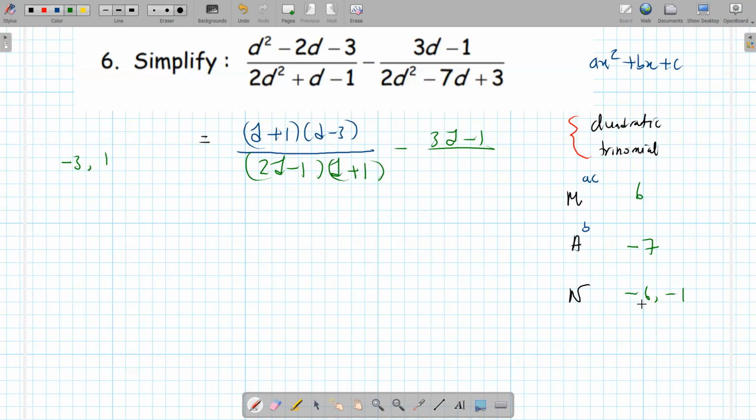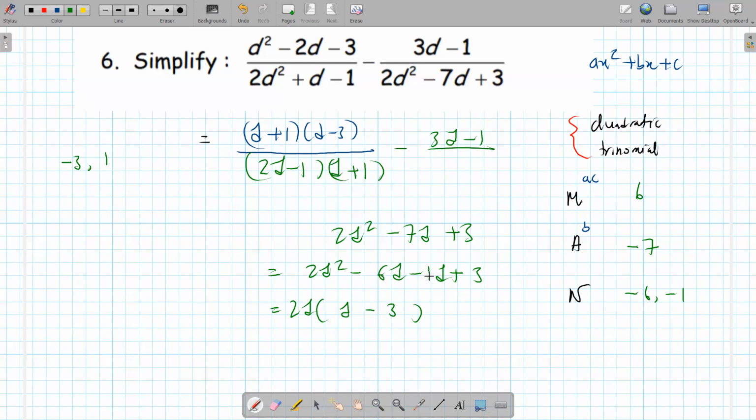All right. So now we're gonna do the same thing. We're gonna rewrite the -7d in the middle. Once you get a hold of this, this will be very quick. We're gonna rewrite -7d as -6d - 1d, then the plus 3. Then you just take out something. We can take out the 2d. What am I left with? You're left with d minus 3. 2d times -3 is -6. Oh, that's 6. Okay, sorry.